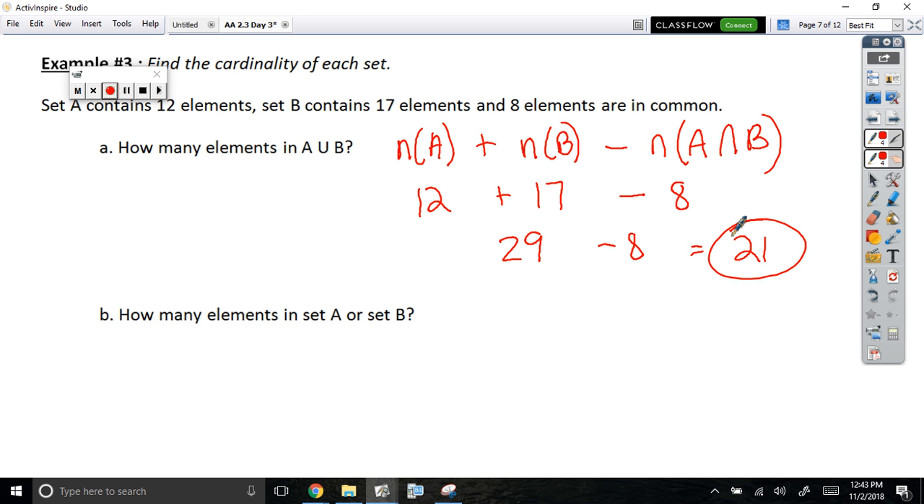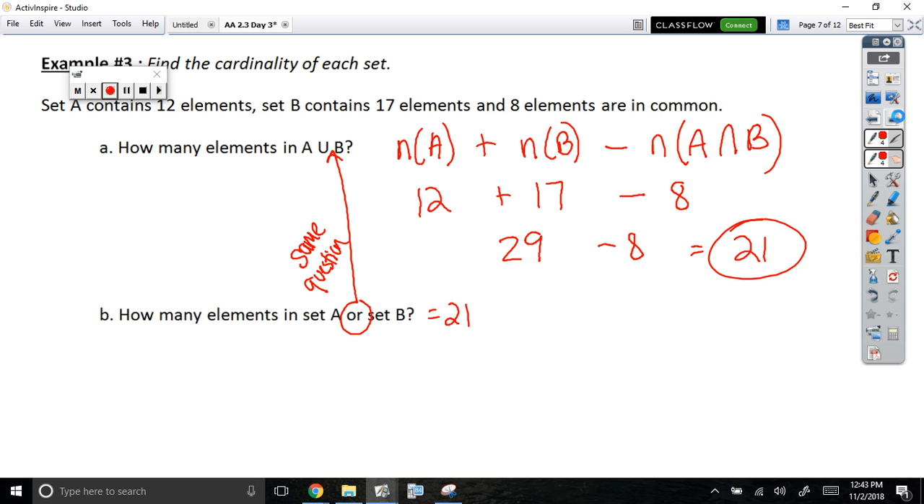Now, question B is actually the same question as question A. How many elements are in set A or B? I want you to jot down that these are the same question. In the homework, they will interchange the symbol for union and the word or. So I wanted to put that in the notes so that you realize that they're the same thing. So the answer will still be 21. Now, if it said and, you would only take the ones that are common. But or is the union, uniting them both.